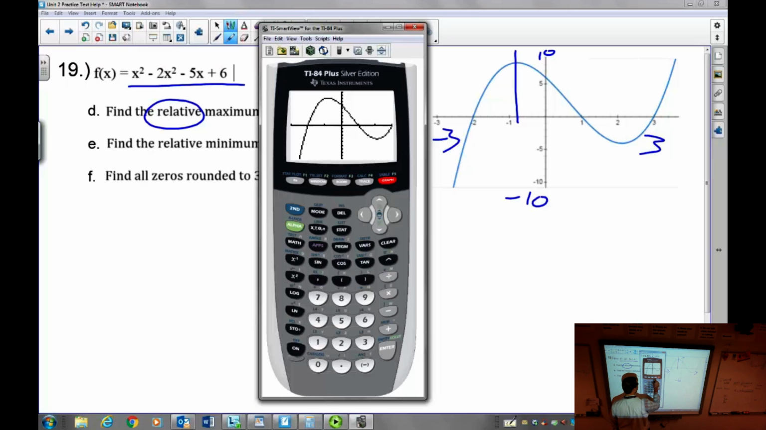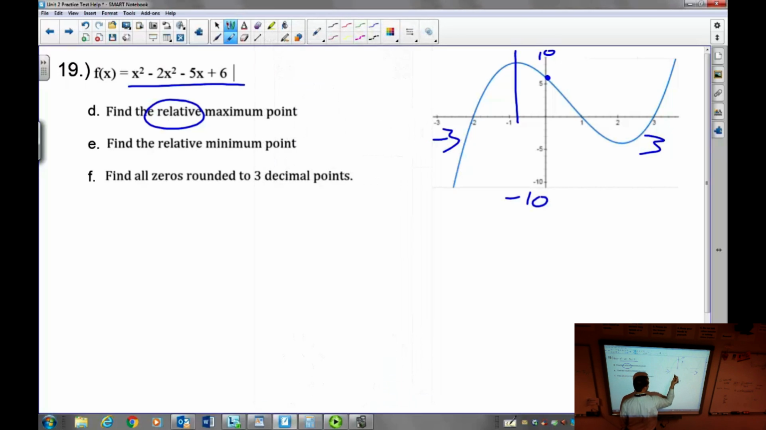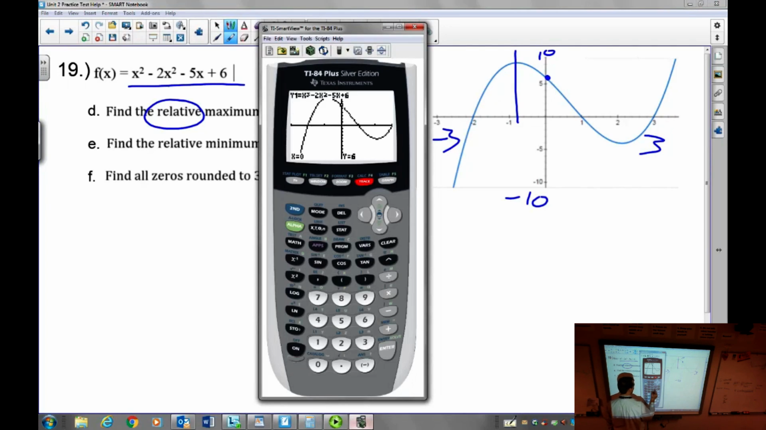Cool. So to find our maximum, we're going to use the trace button. 0, 6 is the y-intercept there. That looks like that matches. So we're going to trace upwards. There we go. Right about 8.15 for the y value, 8.20. Yeah, so right about there is where our maximum is.